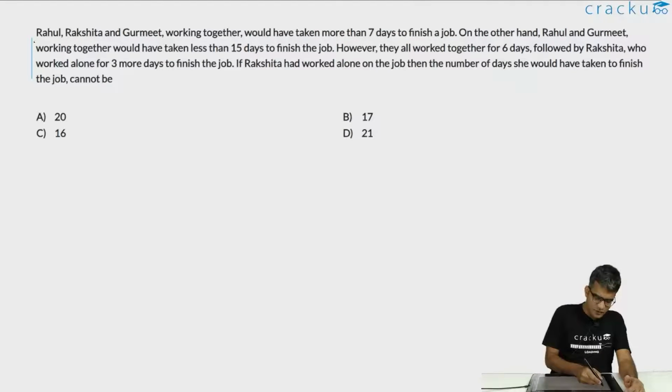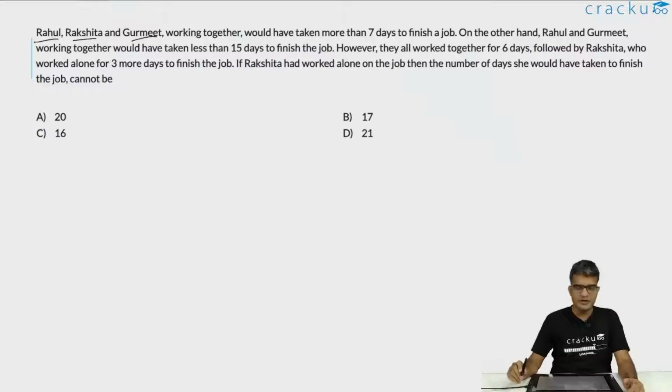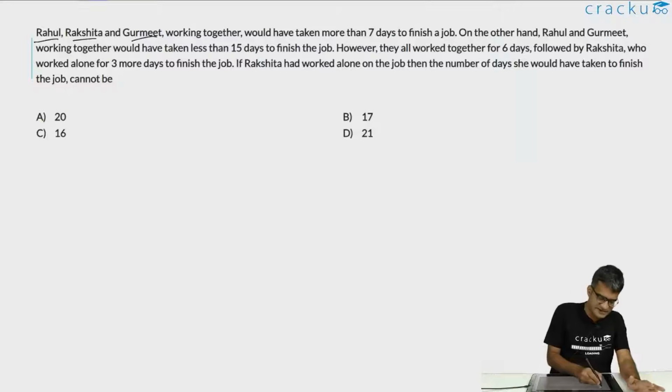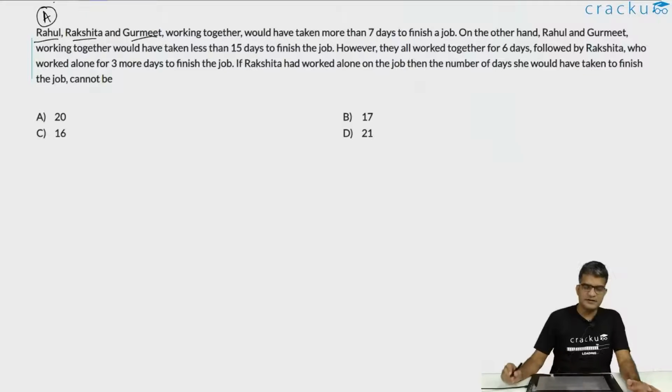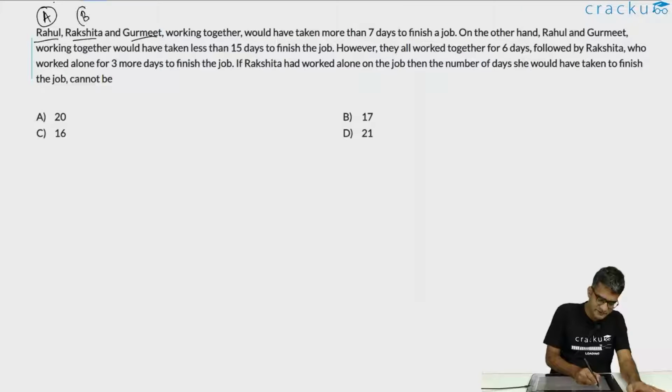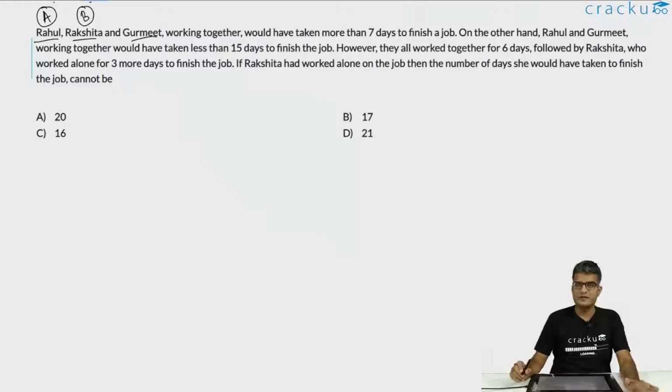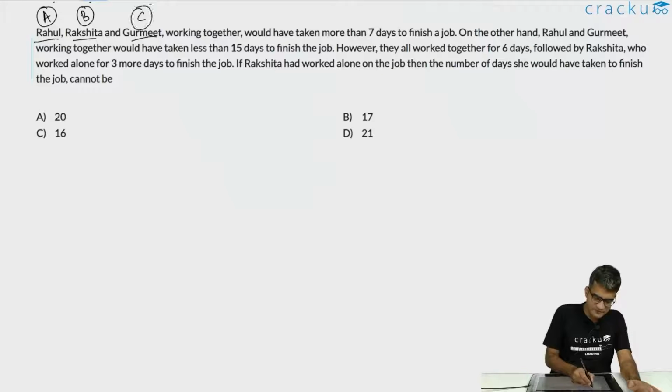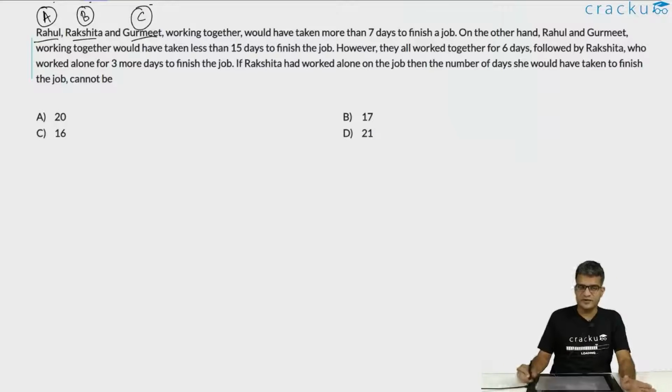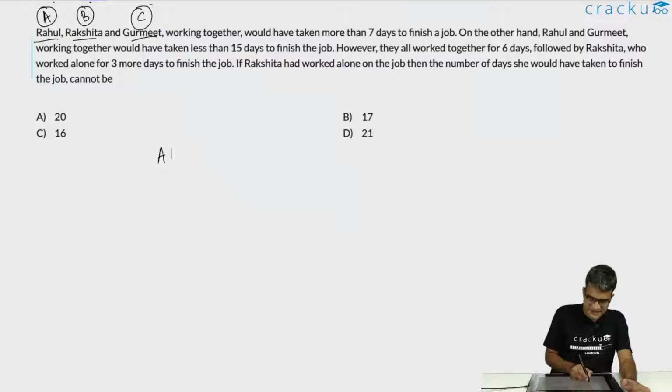In this question, we are told that Rahul, Rakshita and Gurmeet were working together on a project. Let us assume that the number of units of work that Rahul does in one day is A. The amount of work that Rakshita does in one day is B, and the amount of work done by Gurmeet in one day is C. So when all three of them are working together, the amount of work done is A plus B plus C.